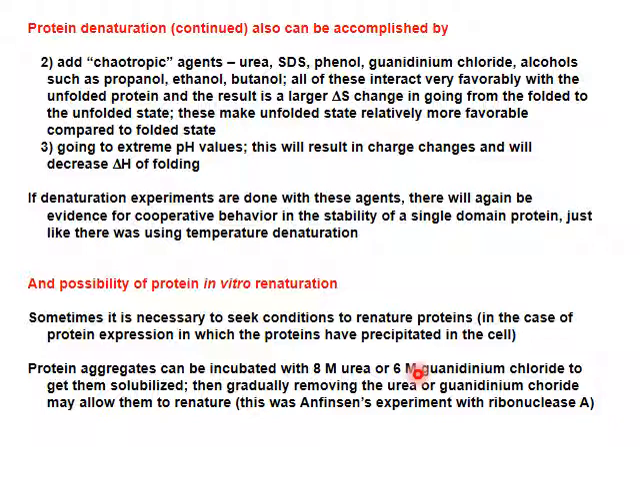And then you can study after a certain period of time, take out your dialysis tube, look at the protein in there, and see if it's still active. This is kind of what Anfinsen did with his experiments with ribonuclease A. So these are called refolding experiments because you refold the protein after unfolding it.